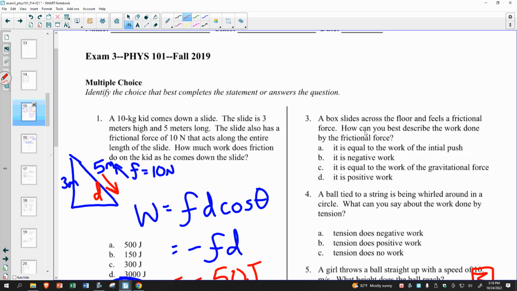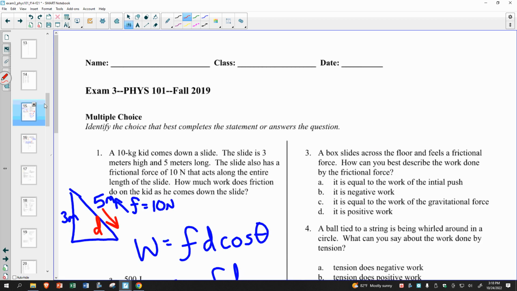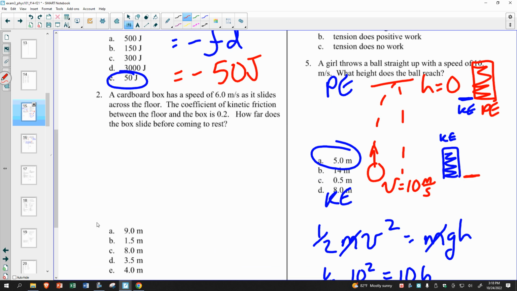Fall 2019 on the free response. Yeah, for number 4. I don't see the free response on this. Never mind. In 2019, the free response is at the very end.